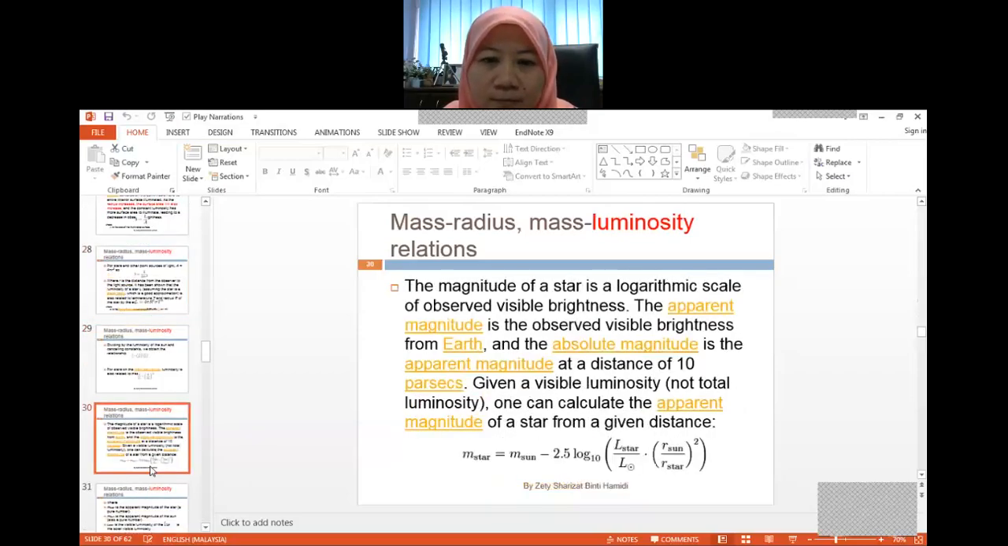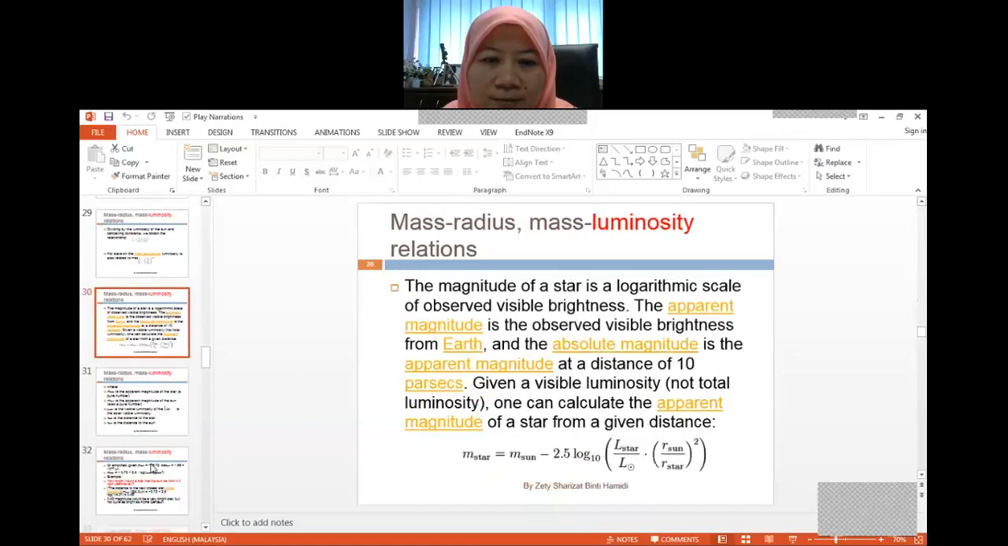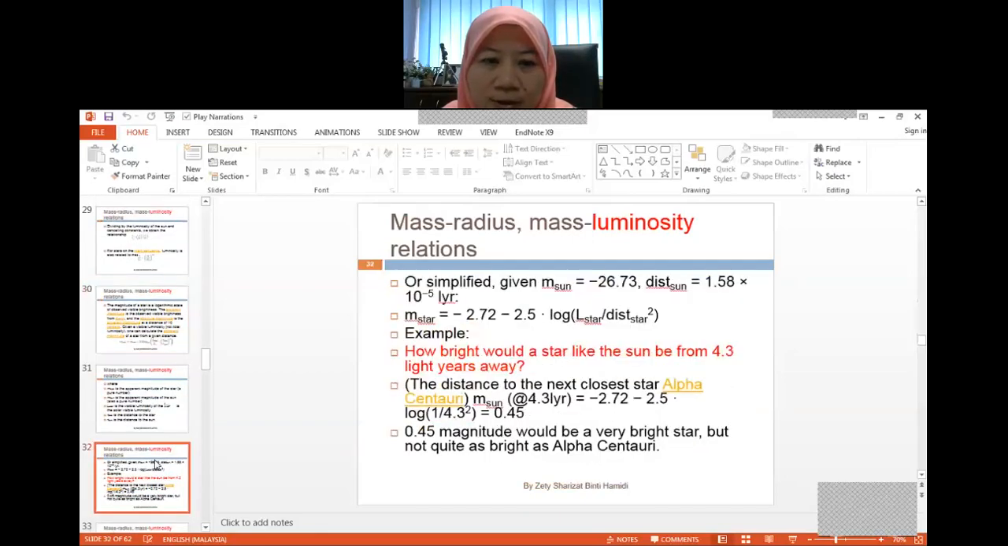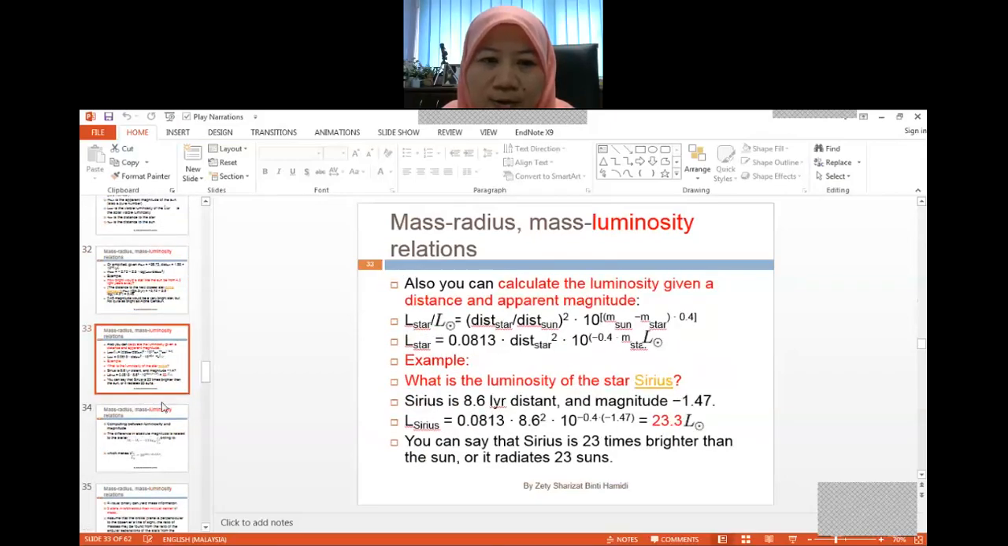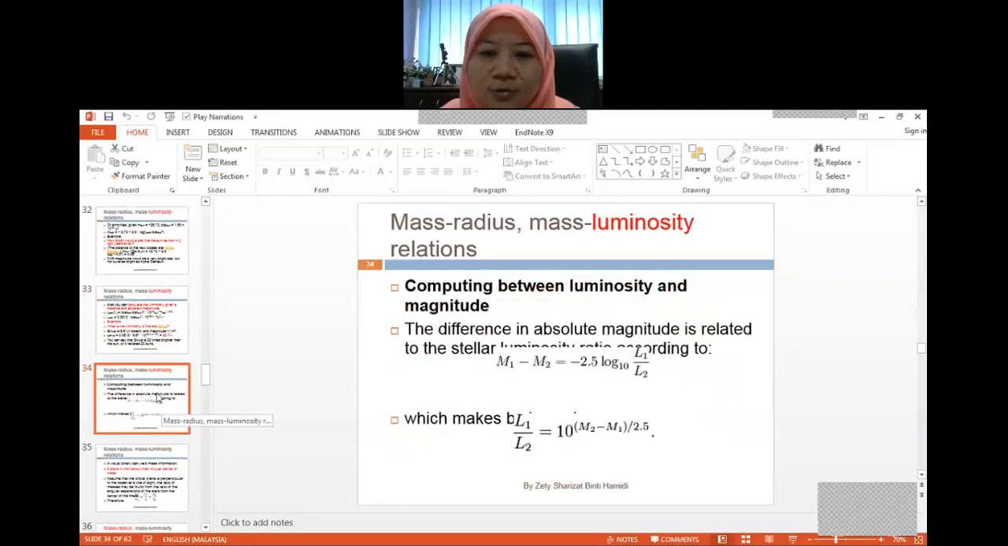Alright, so we finished until this point, slide 33. We can see the relationship between the luminosity and the mass, and in this case, we can have the categories, based mostly on the mass.